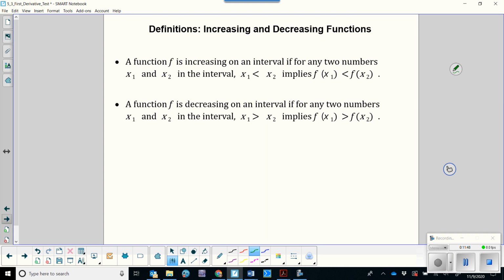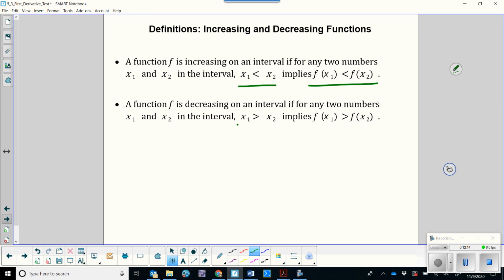These are definitions that you had from pre-calculus. A function is increasing on an interval if for any x1 and x2, if x1 is less than x2, then it means that f of x1 is also less than f of x2. In other words, if the x value is to the left of another one, then the y value is below the other one, okay? And then decreasing would be the opposite.